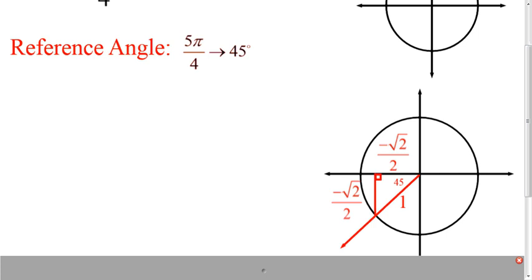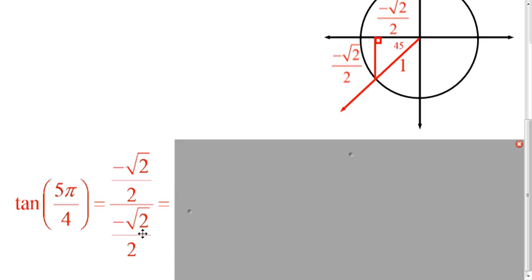Now we're going to think about our definition for the tangent. Tangent is defined as the opposite over the adjacent. Well, this is our reference angle, here's our opposite, here's our adjacent. So we're taking a negative square root of 2 over 2 divided by a negative square root of 2 over 2. So again, this is similar to the last problem. We're talking about dividing by a fraction, which is really like multiplying by its reciprocal.